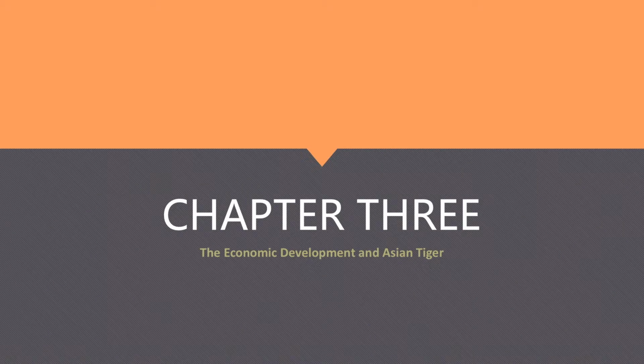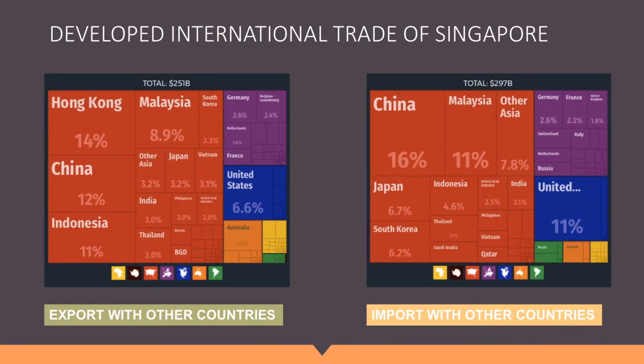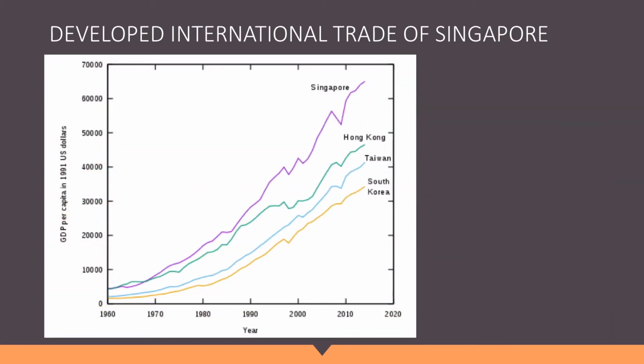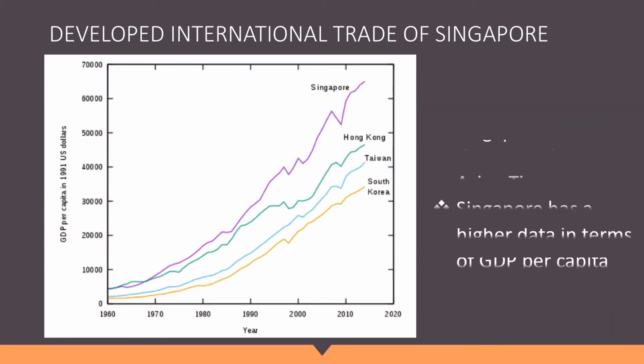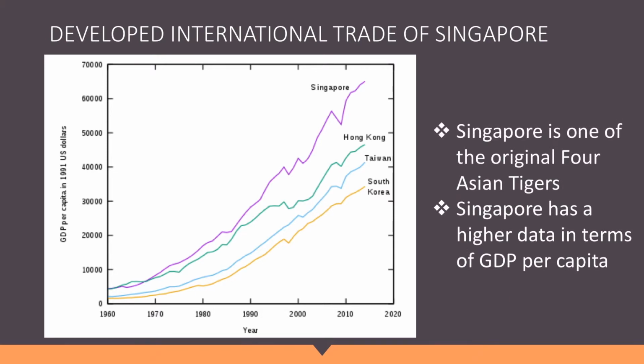Chapter 3: The Economic Development and Asian Tiger. Singapore has a highly developed market economy because of its history and developed international trend. Together with Hong Kong, South Korea, and Taiwan, Singapore is one of the original 4 Asian tigers. But Singapore has the higher data in terms of GDP per capita.